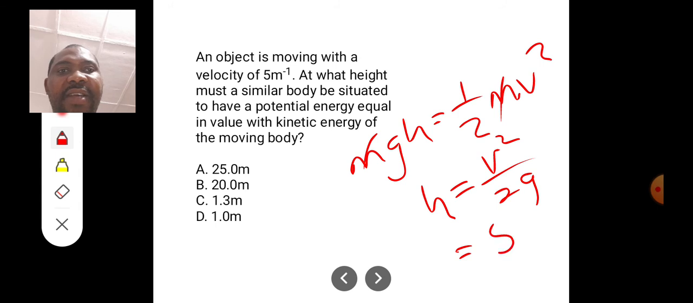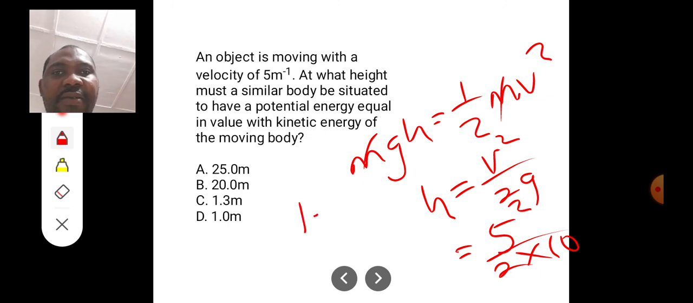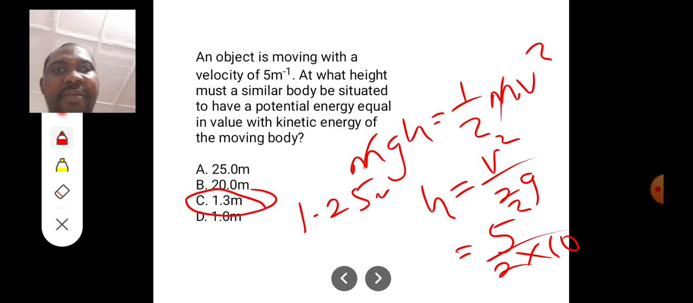So your v is 5, so 5 squared all over 2 times 10. That will be 25 divided by 20. This is 25 divided by 2 times g, that's 20. That will give us 1.25. So the answer is 1.25 meters, which is C. Okay, so if the potential energy is equal to kinetic energy, that is exactly what we do.